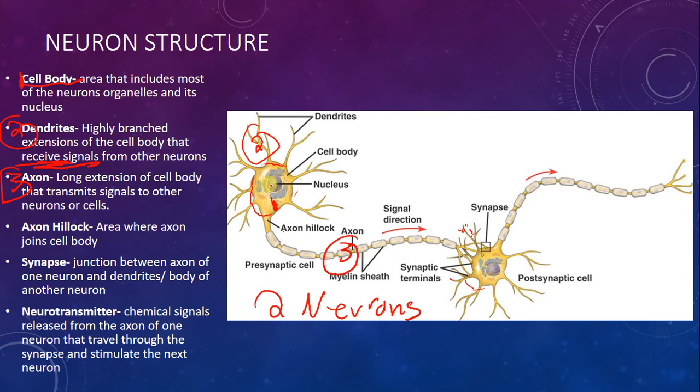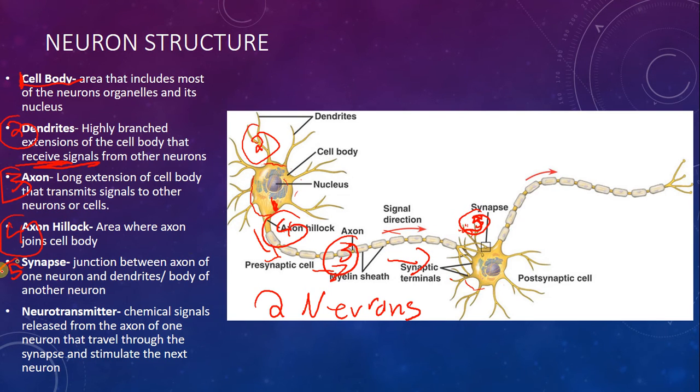And it is where our signal will be transmitted from this neuron to the next one. So our signal is going to travel this way down our axon. And the portion where the axon connects to the cell body is called our axon hillock. The junctions are the areas where the terminal of one axon meets the dendrites of the second neuron, and these are called the synapses.